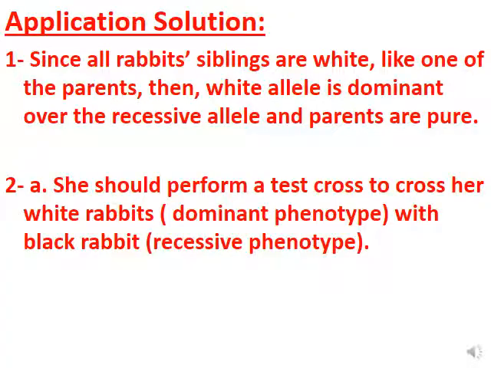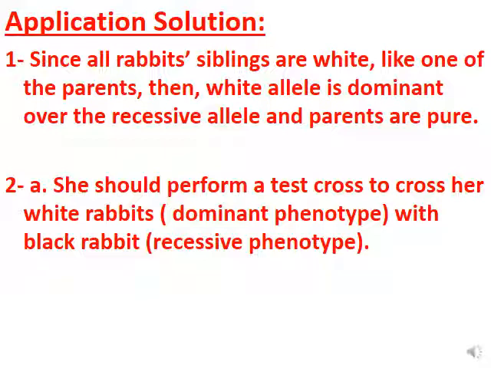Talk about the results. Part 1. Since all the rabbit siblings are white like one of the parents, then the white allele is dominant. I don't say the white is dominant over the black. The white allele is dominant over the recessive allele, which is the black, and the parents are pure. What should we do in order to determine whether it's pure or heterozygous?